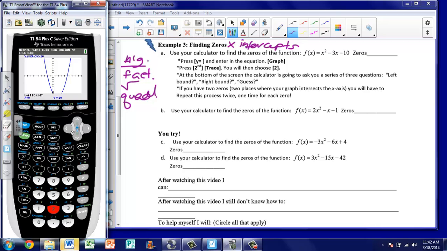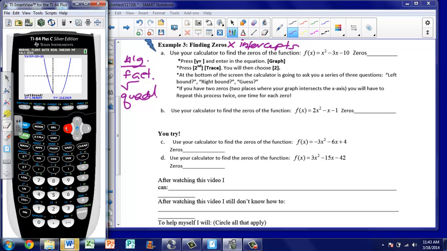Now this works very similar. It's going to ask us that series of questions. So what I suggest you do is we're not looking for the vertex. We're looking for where does it cross the x-axis. So I'm going to kind of hone in on my target there. That's the point I want to know. So that's my target. Now I answer the questions.